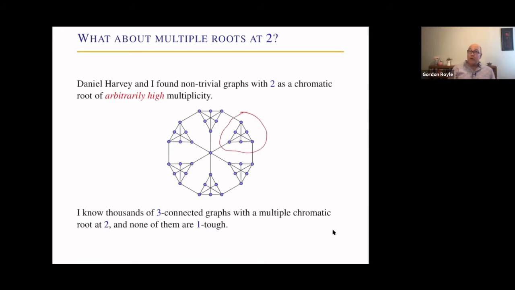But these are not 1-tough either. And there are thousands of other 3-connected graphs with multiple chromatic roots at 2. I mean, I know thousands more. None of them are 1-tough.